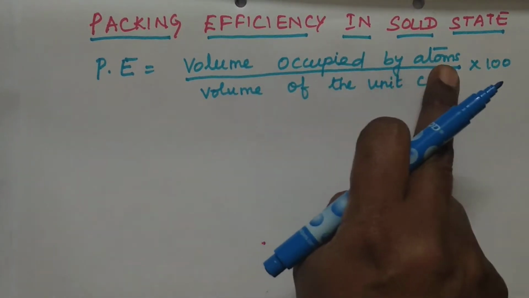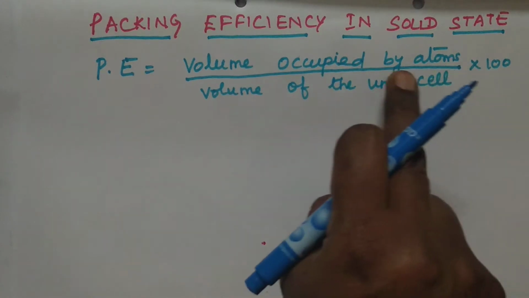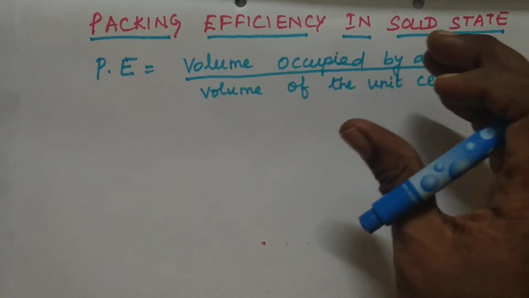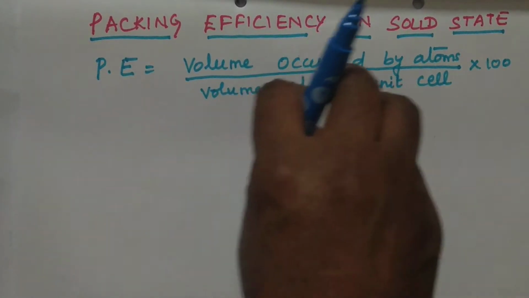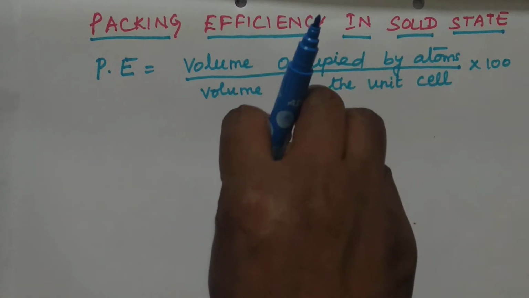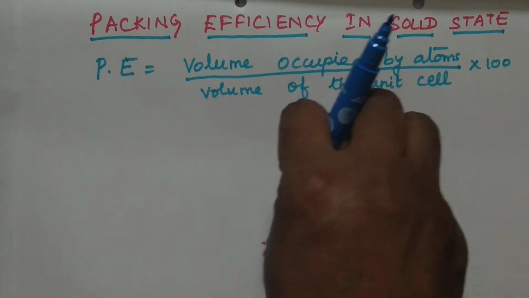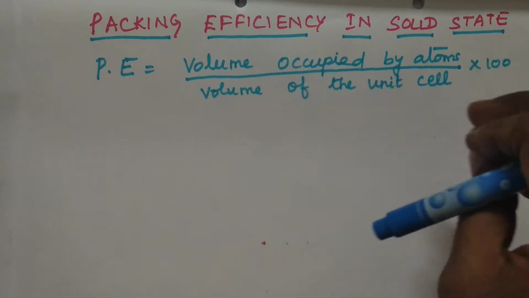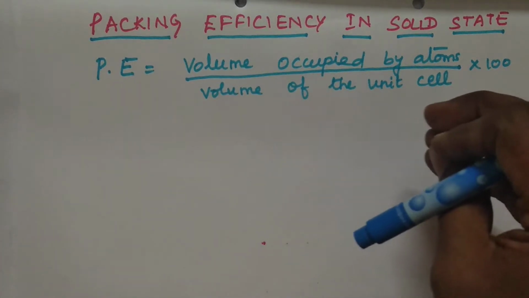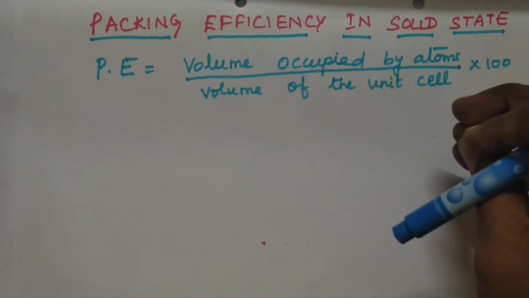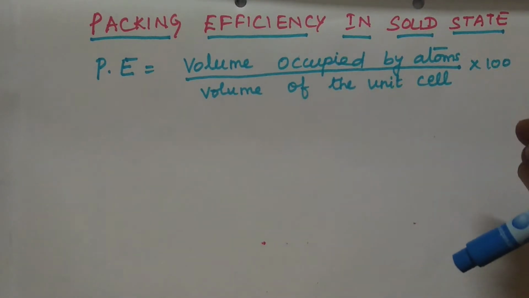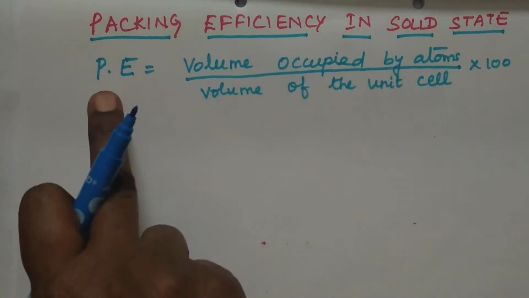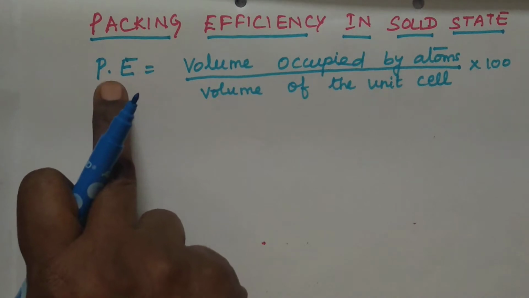Because there are some voids also. You have seen that it is not actually a package of full atoms. The atoms are arranged in such a way, either A type or AB type, like that we have seen already. We have seen that there are some voids, empty spaces in between when the two atoms are arranged. So the empty spaces we should not take into account. Whatever the total volume occupied by atoms only, that we consider as packing efficiency.